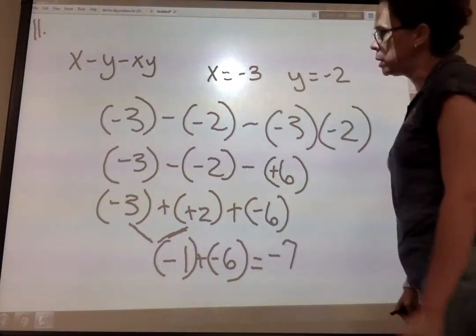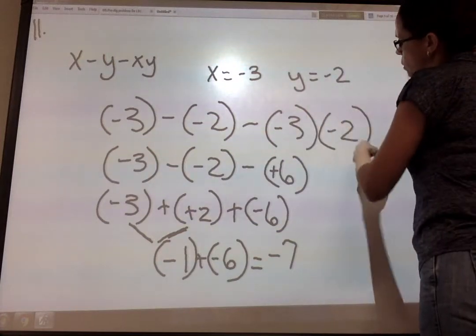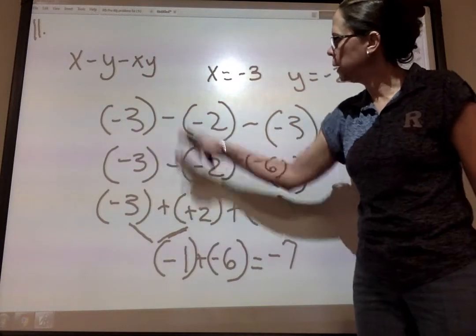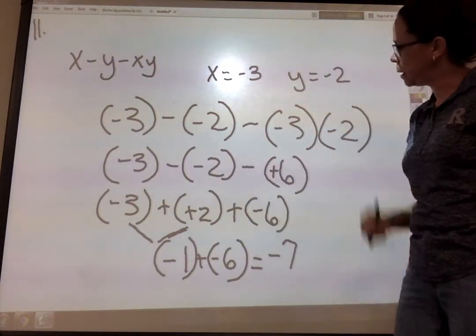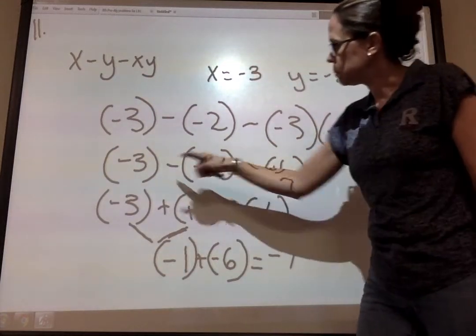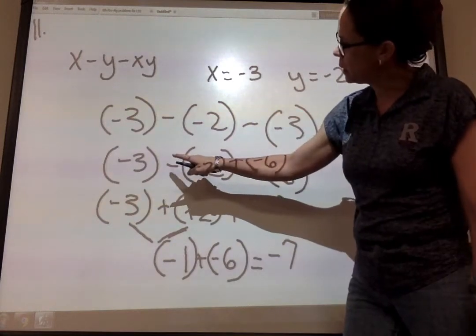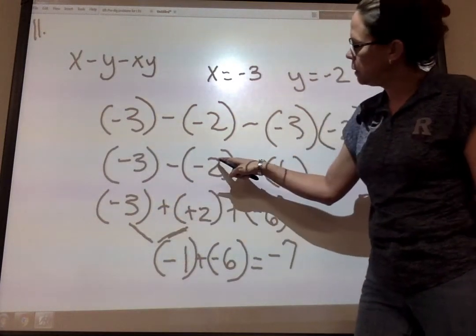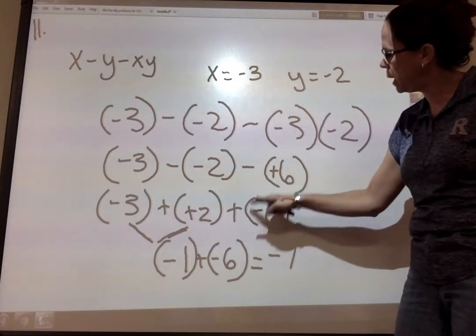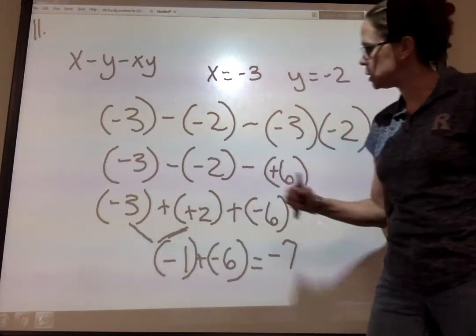Okay, my order of operations says I have to do this multiplying first. -3 times -2 is +6. Then I rewrote -3 minus -2 minus +6. So now I need to fix these subtractions to algebraic addition. Instead of subtracting here, I'm going to add. The opposite of -2 is +2. Instead of subtracting here, I'm going to add. The opposite of +6 is -6. So now I have all addition.